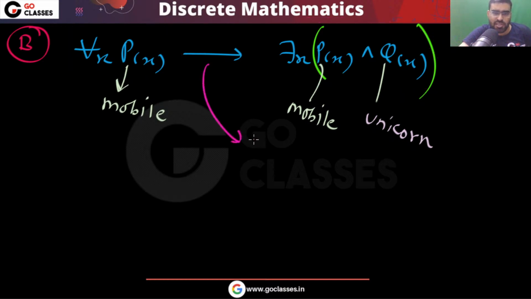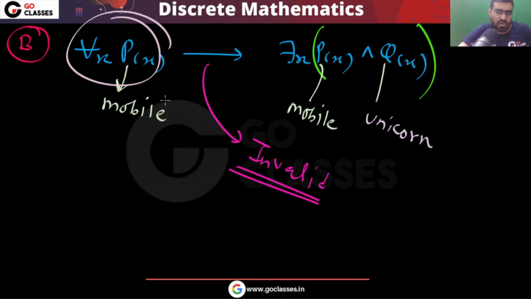Very intuitively this is invalid, right? Intuition is telling you that this is invalid. Yes or no? Do you agree or not? So very simple, this is definitely invalid. If everyone has a mobile, and nowadays almost everyone does, it does not mean that there is someone who has a mobile and a unicorn. So definitely I can say this is invalid.